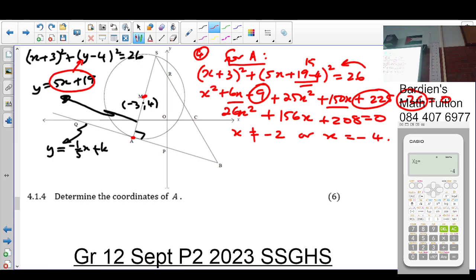Why do we have two values? Because the diameter is cutting the circle twice. It cuts here and there. Can you see that? This x here is negative 2. That's what makes this so nice, no? It should make sense. To calculate the corresponding y value, we substitute into the easier one of the two straight lines. So 5 times negative 4 plus 19, we will answer negative 1. So therefore, A is going to be (-4, -1).